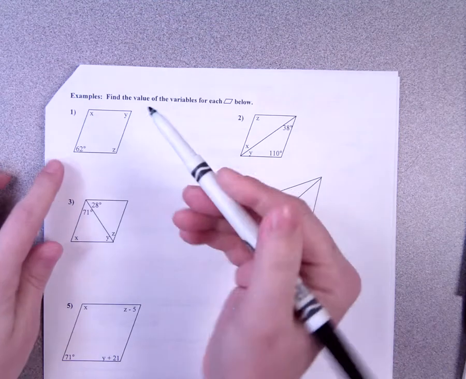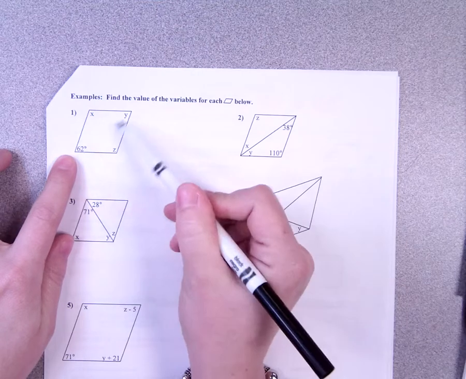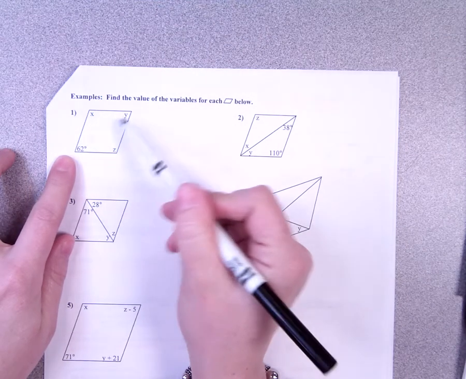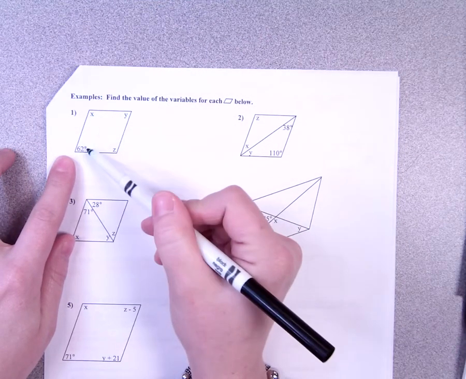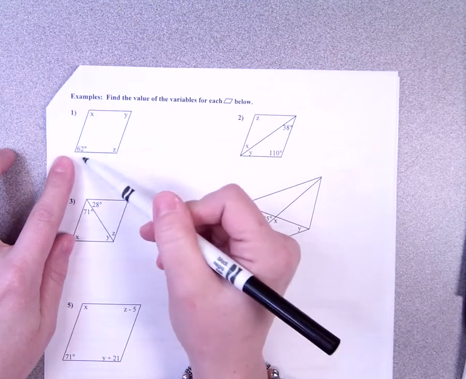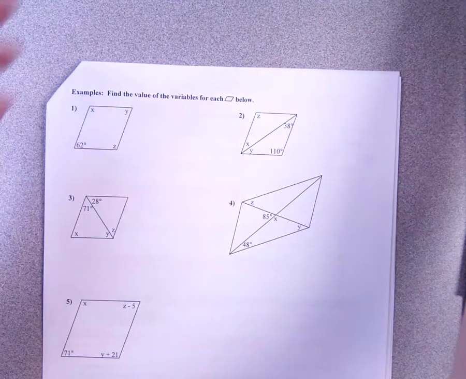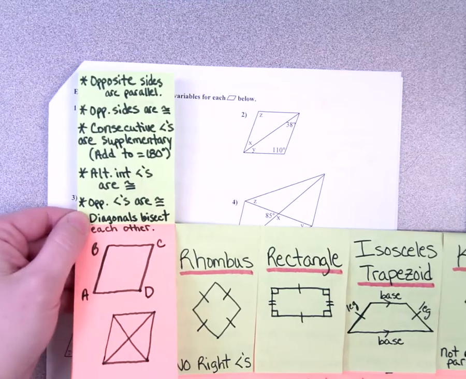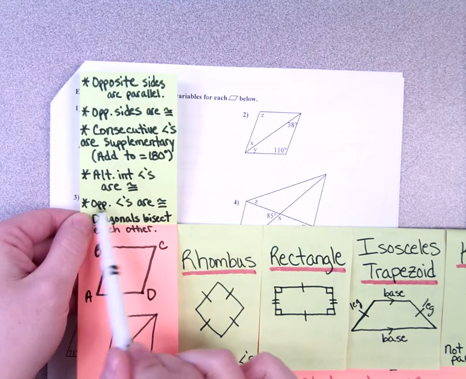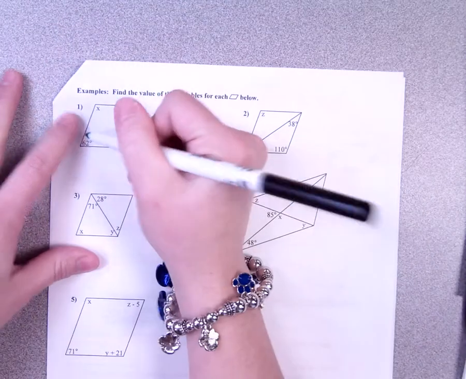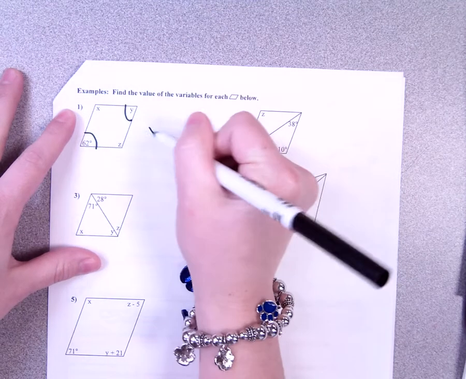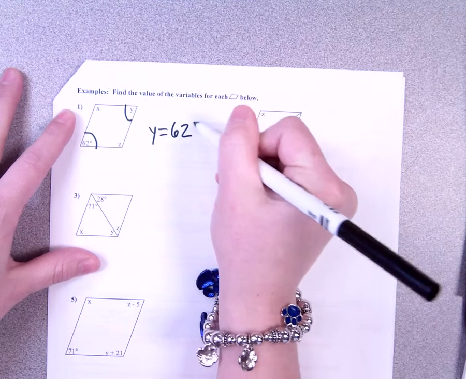Okay, on number 1, we learned several things just a minute ago. What did we learn about opposite angles? No. Diagonals cut each other in half. Opposite angles are congruent. And if you can't remember, that's the whole point of the foldable. It tells you right here that opposite angles are congruent. So that means that these 2 angles are congruent, so y would be 62.